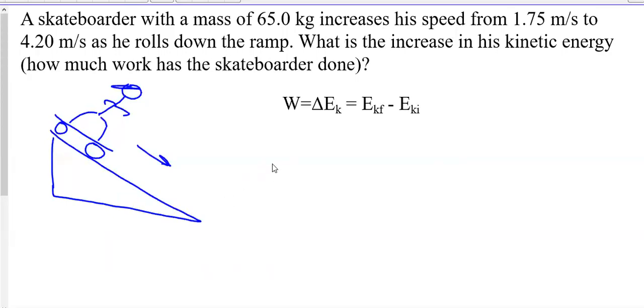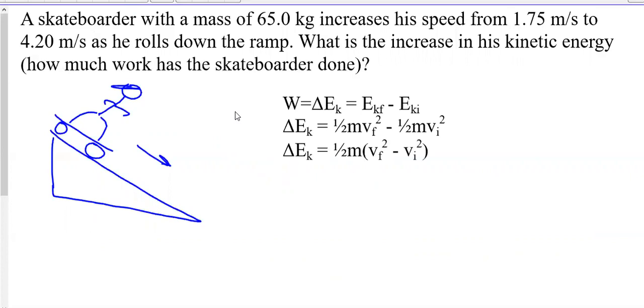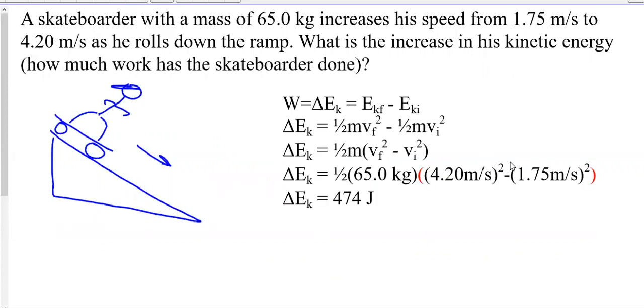We can just stick with work is equal to our change in kinetic energy, because I know how fast the skateboarder was going at the beginning, and I know how fast he is going at the end. So I'll just find the difference between my two energies: my final kinetic energy minus my initial kinetic energy. So 1/2 mass times velocity final squared, minus 1/2 mass multiplied by your initial velocity squared. Typically, I just factor out the half and the mass. It just makes my mathematics a bit easier.